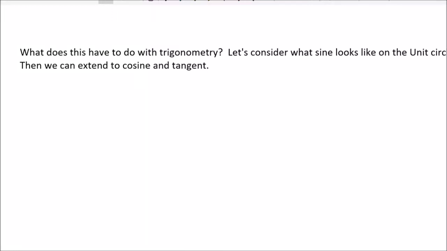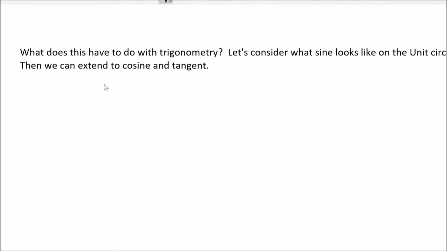Right. Welcome to part two. In this part, we're going to use the unit circle, and we're going to talk about the relationship between that and trigonometry and see how the unit circle is actually just a shorthand way for us to be able to answer trigonometric questions. Okay, so what does this have to do with trigonometry?